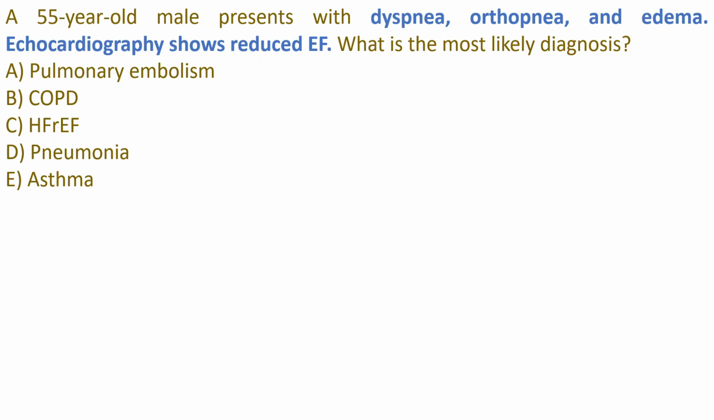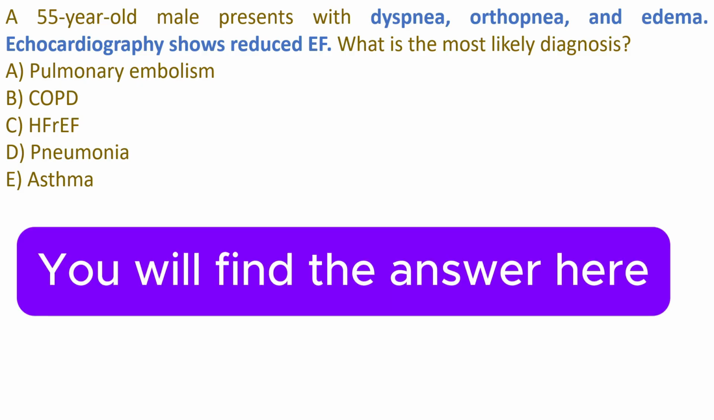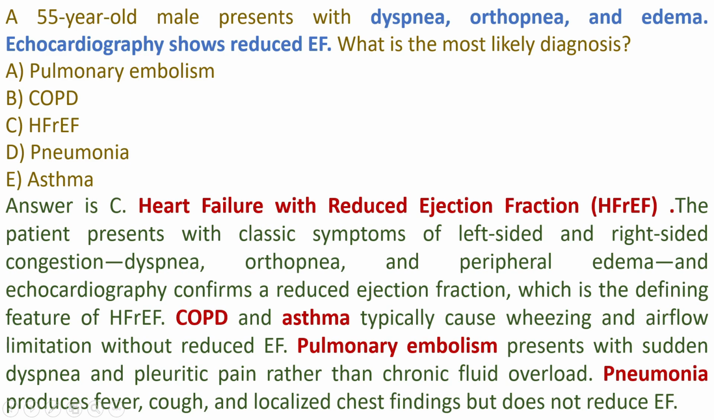A 55-year-old male presents with dyspnea, orthopnea, and edema. Echocardiography shows reduced EF. What is the most likely diagnosis? A. Pulmonary embolism. B. COPD. C. HFrEF. D. Pneumonia. E. Asthma. Answer is C, heart failure with reduced ejection fraction, HFrEF.